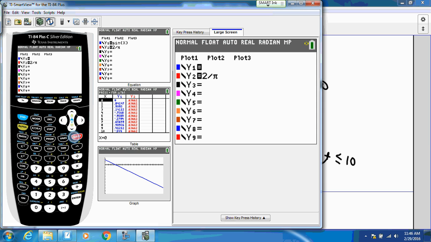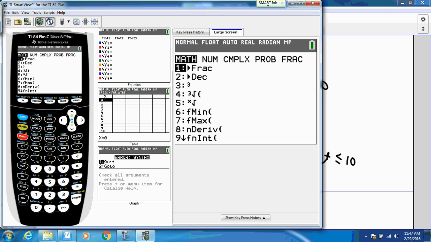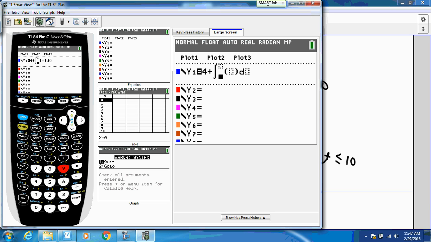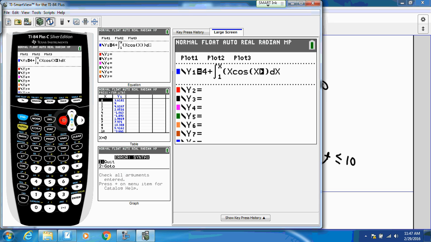I'm going to set y equal to 4 plus. That's my initial value. And now to do an integral, I'm going to do math, function, int. And when I do, it sets up a nice integral for me. Unfortunately, the only variable the calculator knows is x, so I'm going to have to use x for everything below. And I'm going to integrate from 1, the 1 was my starting time in that particular problem, out to x, and my velocity function, x cosine x dx. Now again, here I use x for both because I don't have a choice. But I do have a choice about getting the right number of parentheses, so I will do that.